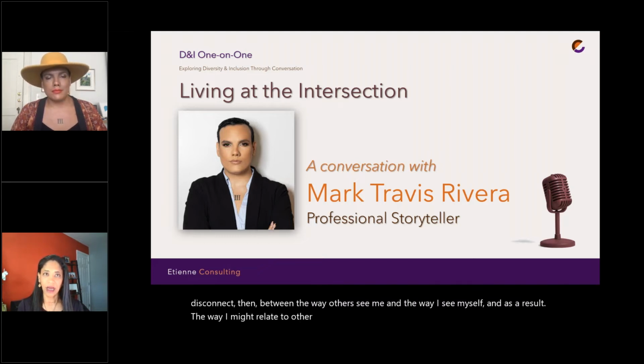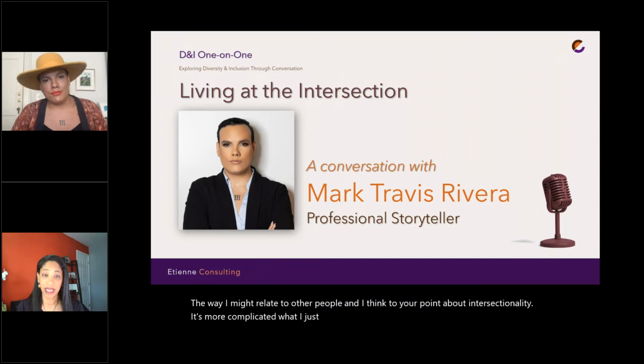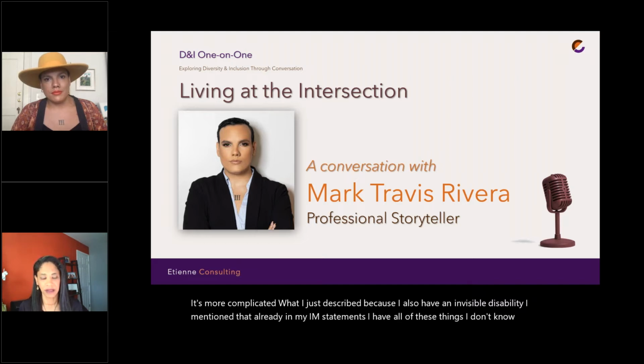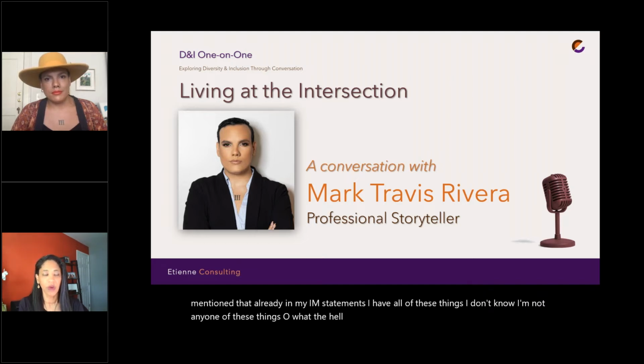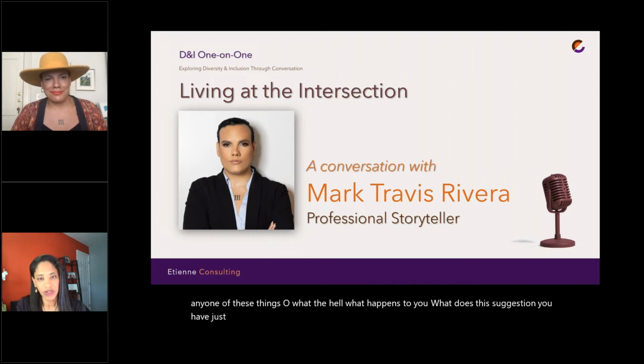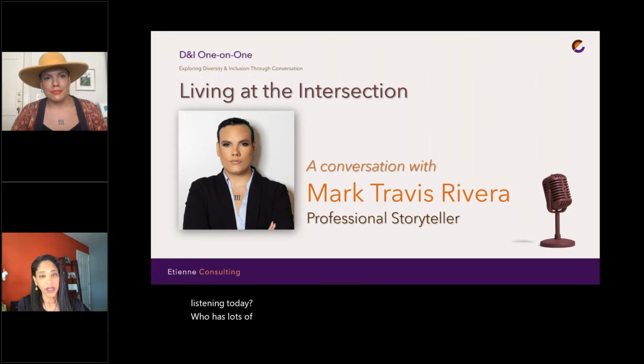And I think to your point about intersectionality, it's more complicated than what I just described because I also have an invisible disability. I mentioned that already in my I am statements. I have all of these things, and I know I'm not any one of these things. So what happens to you? What is the suggestion you have? Just monitoring time. What is a suggestion you might have for somebody who's listening today who has lots of different parts of their identity that don't seem to get seen or recognized?